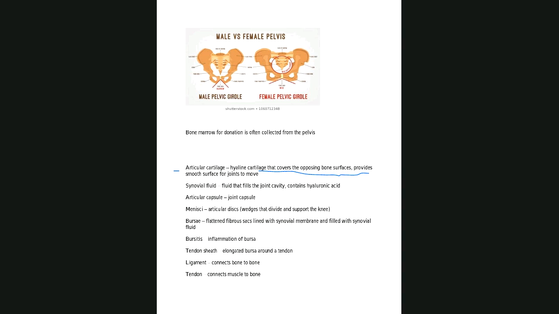protects the smooth surface for joints to move. Synovial fluid is fluid within the joint cavity, contains hyaluronic acid. The articular capsule is a joint capsule. Menisci are articular discs. We have one meniscus, two menisci. These are in the knee. Bursa are flattened fibrous sacs, synovial membranes, and they're filled with synovial fluid. Bursitis is inflammation of the bursa. A tendon sheath is an elongated bursa around a tendon. Ligaments connect bone to bone. Tendons connect muscle to bone.